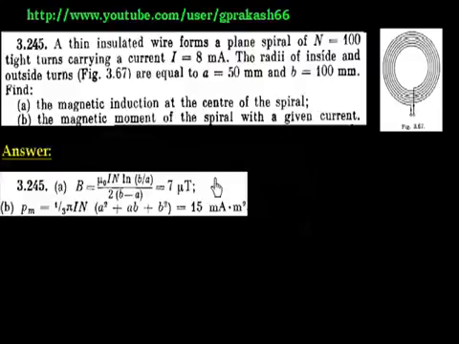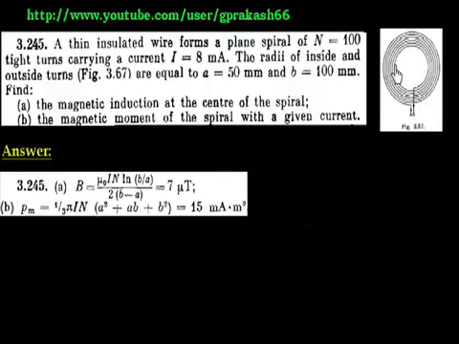Now this problem says we have a spiral. A wire has been wound into a spiral, a plane spiral. The wire is insulated, which means the wire has a cover. And this wire forms a spiral. This is the lower end and this forms a spiral.